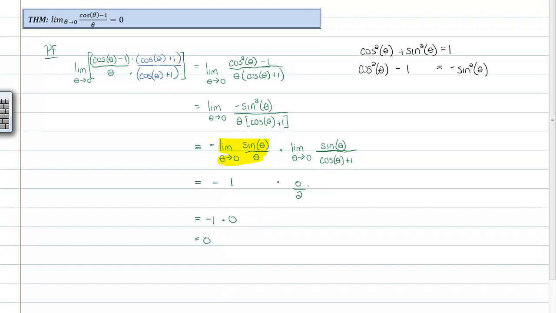Once I see that this number 0 over 2 exists, that the limit exists, I am now very confident that I can finish out the proof, which I just did. We find out that that turns into 0. So through a chain of equalities, we've shown that the limit as theta approaches 0 of cosine of theta minus 1 over theta is equal to 0. Q.E.D.